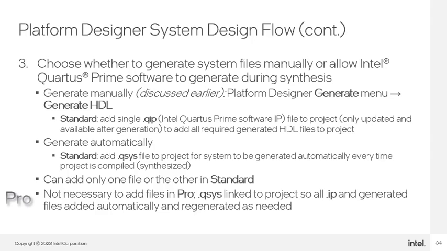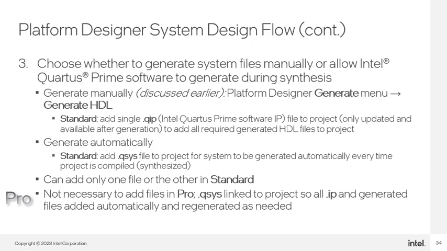If you want automatic generation during compilation, add the system's .qsys file to the project. While this avoids manually generating the system every time you make a change to the .qsys file, project compilation time will be longer. If you always want to manually generate the system, do so and then add the system's Intel Quartus Prime IP or .qip file to the project as a design file.